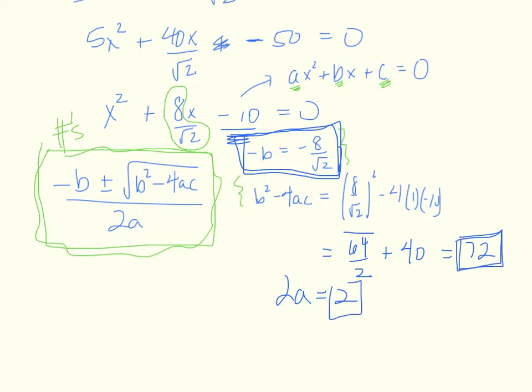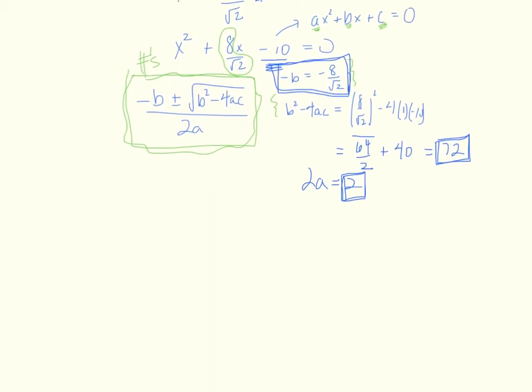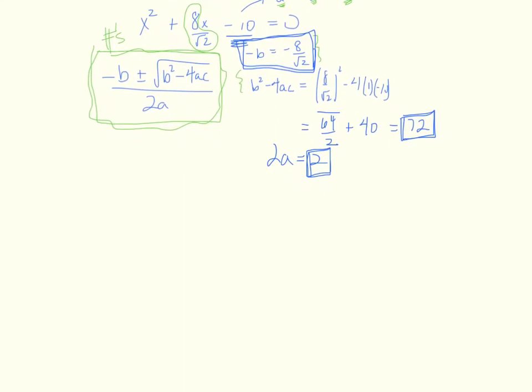And then down here I've got 2, okay? So I've got what pieces go into this formula. I've got negative 8 over root 2 plus minus square root of 72 over 2. Okay. Got it? Okay, so the whole point of doing this is just to organize my calculation.